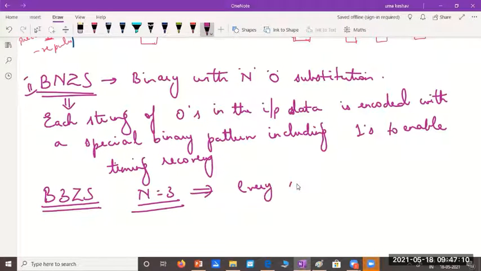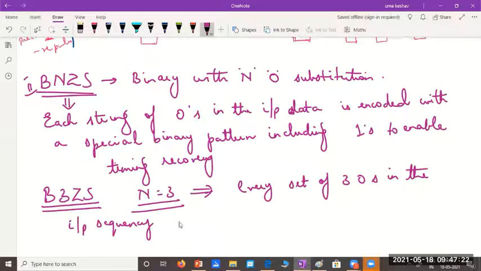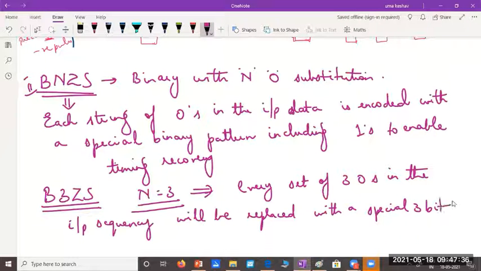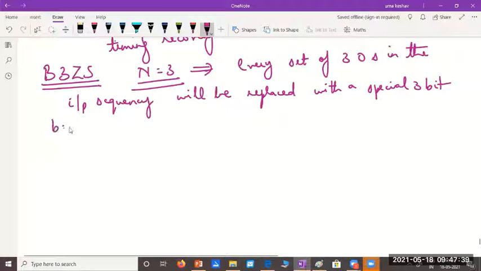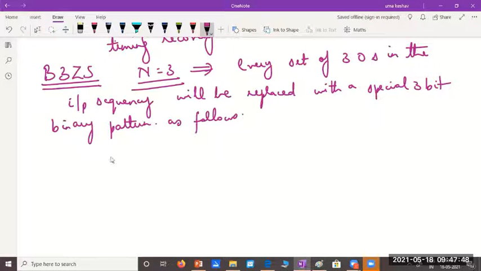Every set of 3 zeros in the input sequence will be replaced with a special 3-bit binary pattern. Let's say as follows. I'll directly write the table so that it's easy for you to visualize.